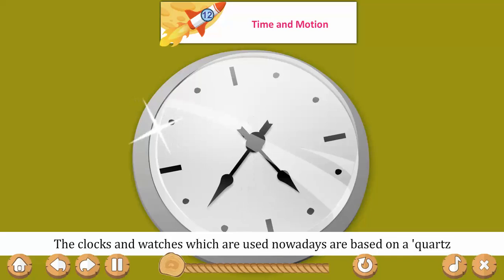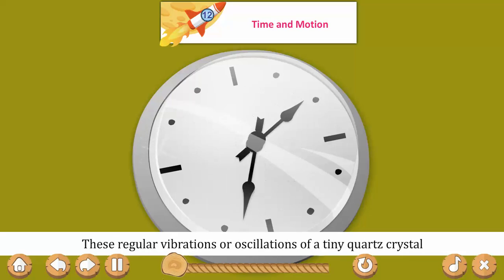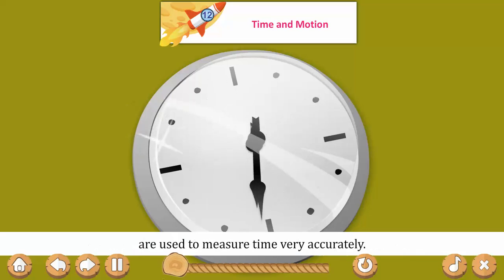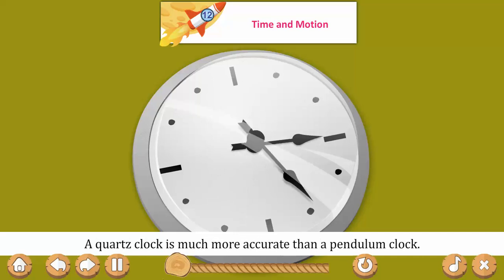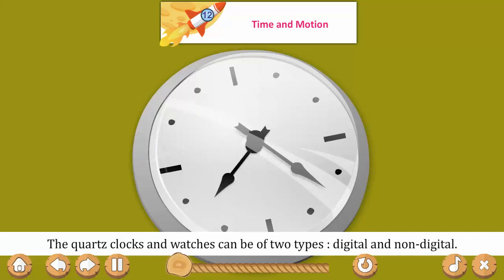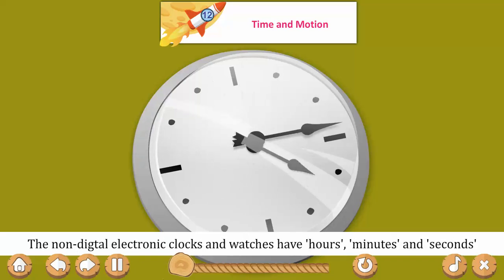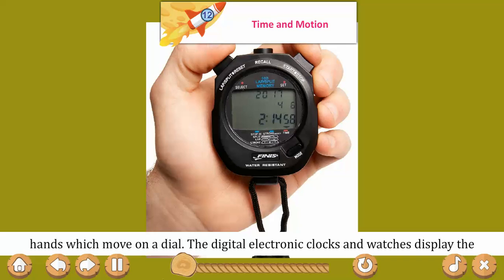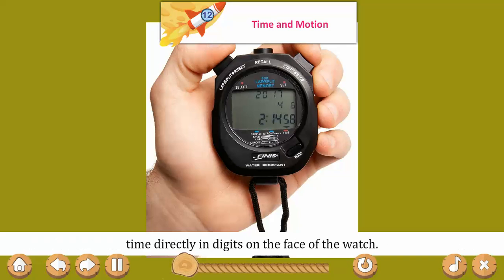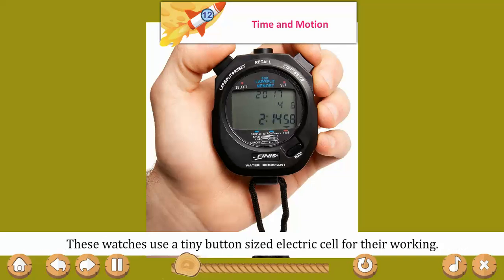Use of quartz crystal. The quartz clocks and watches which are used nowadays are based on a quartz controlled mechanism. Quartz crystals vibrate periodically. These regular vibrations or oscillations of a tiny quartz crystal are used to measure time very accurately. These clocks and watches are also called electronic watches. A quartz clock is much more accurate than a pendulum clock. The quartz clocks and watches can be of two types: digital and non-digital. The non-digital electronic clocks and watches have hours, minutes and seconds hands which move on a dial. The digital electronic clocks and watches display the time directly in digits on the face of the watch. Digital watches do not have the traditional hours, minutes and seconds hands. These watches use a tiny button-sized electric cell for their working.